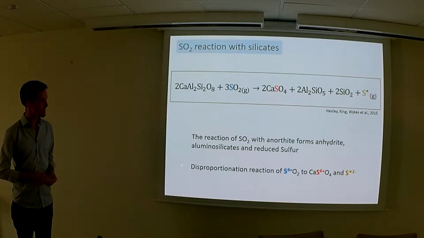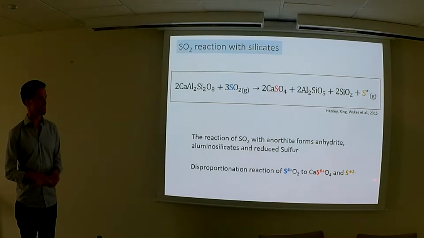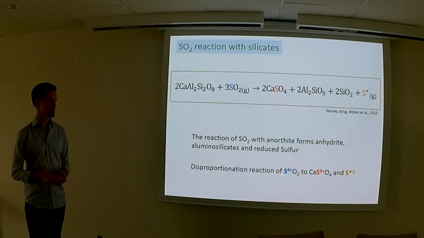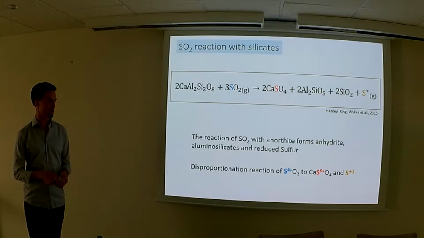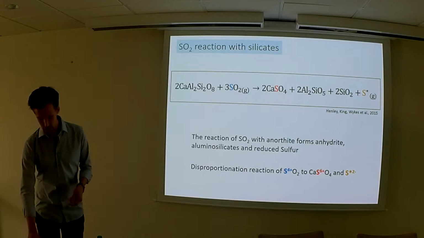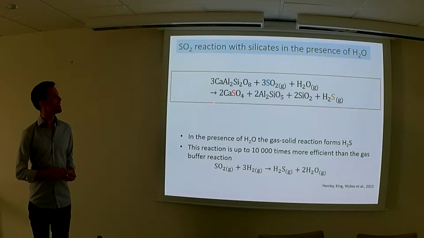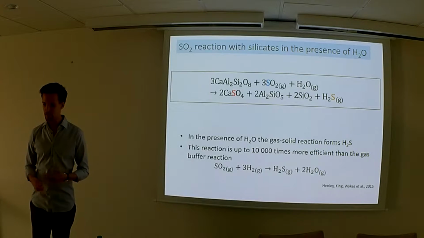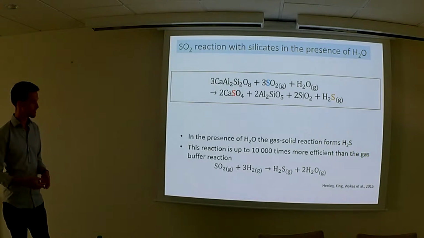radicals, because if we react sulfur dioxide with a silicate, we get a disproportionation reaction from a 4 times positively charged sulfur atom in the sulfur dioxide to a 6 times positively charged sulfur atom in anhydrite. And to charge compensate, we also need to produce some reduced sulfur radical. In the presence of water in a more natural system, this reduced sulfur forms hydrogen sulfide. And this hydrogen sulfide is particularly important in porphyry systems because it provides the reduced sulfur to deposit the metals.